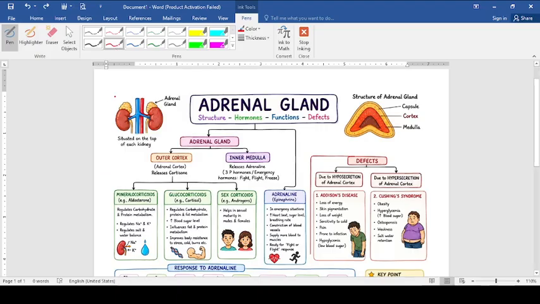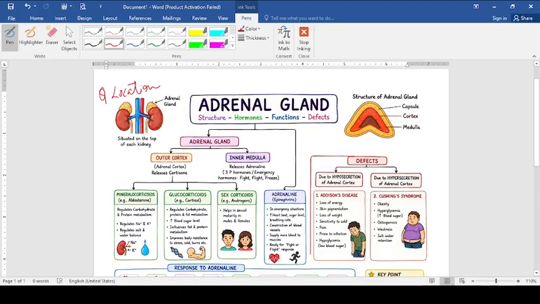First question: what is the location of this particular gland? If you are discussing the location, you have to frame a complete sentence to get the full 1 mark. So, the adrenal gland is located on the top of the kidney, fitted as a cap. You have to write both things, then you will get 1 mark.